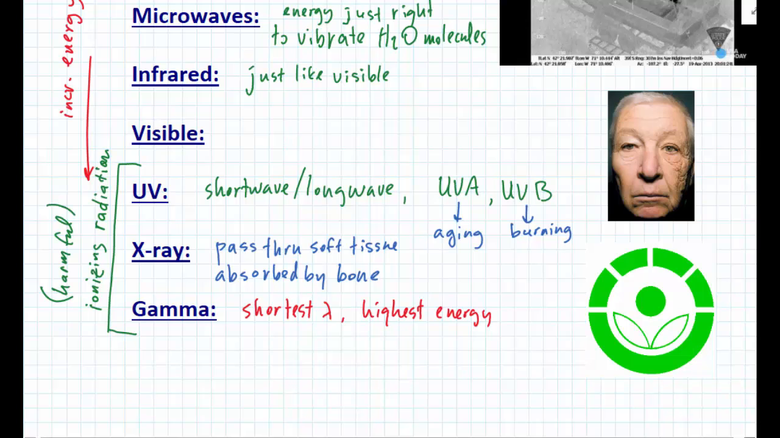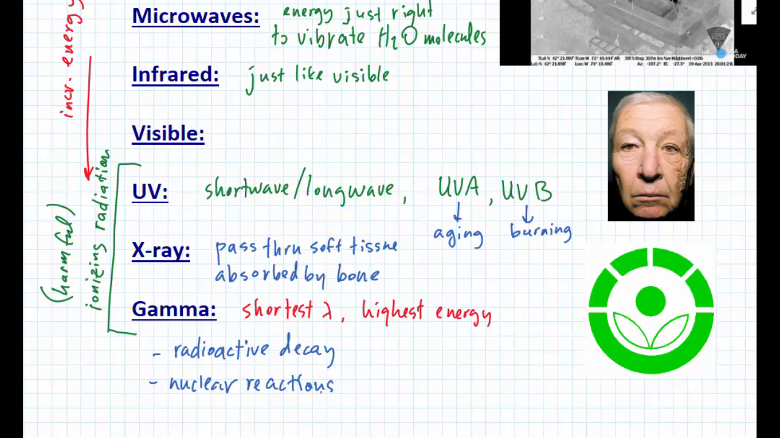So we see gamma rays given off by radioactive decay and by nuclear reactions. So the flash of a nuclear weapon will be an intense surge of gamma radiation that can be very, very harmful.